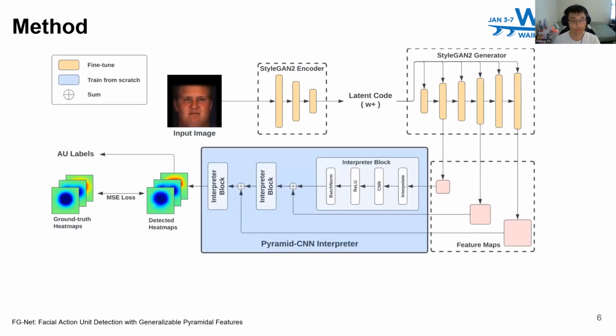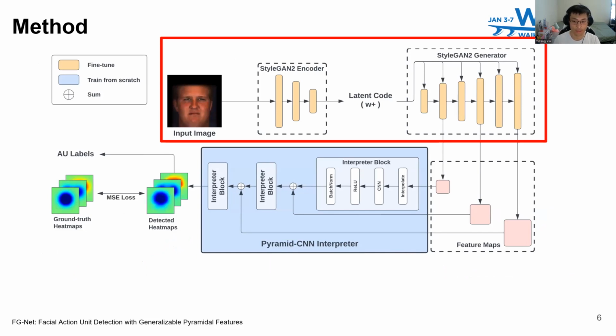Here we show the overall architecture of our proposed method. The general idea of FGNet is to extract generalizable and semantic-rich deep representations from a well-trained generative model. FGNet will first encode and decode the input image with a StyleGAN2 encoder and a StyleGAN2 generator, which is trained on the FFHQ dataset. And then FGNet extracts feature maps from the generator during decoding.